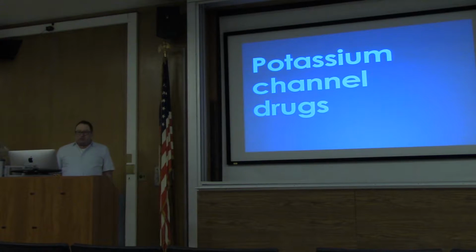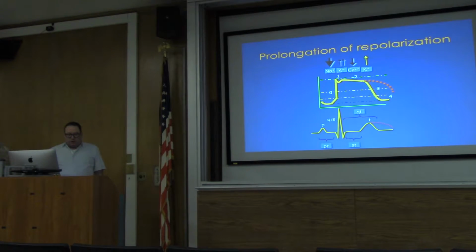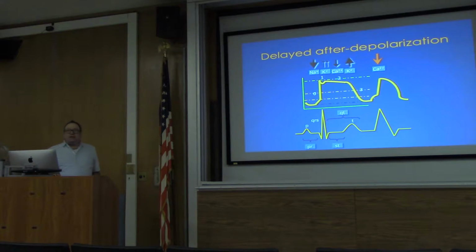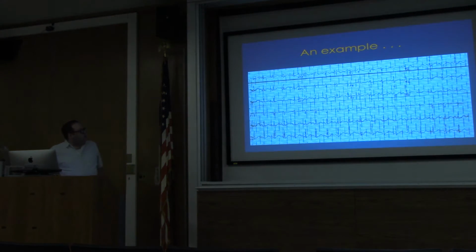So let's look at some potassium channel drugs. Remember that here we're prolonging the T wave and prolonging the QT that way. When you prolong the T wave, that can lead to a delayed afterdepolarization. Basically, if that occurs when the cell is no longer refractory, it's going to trigger a new action potential. Here you can see some delayed afterdepolarizations, that kind of shoulder on the end of the T wave. You can see it well on the rhythm strip at the end.